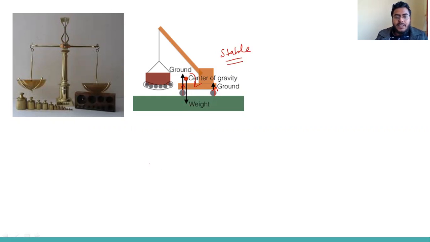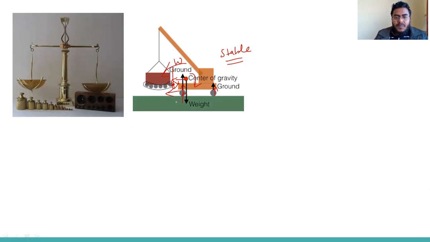But suppose you are increasing some weight, meaning the machine is trying to lift some heavy weight. So this center of gravity will shift to the left side. So once it goes just beyond this point of contact, somewhere here, you will see the whole weight of this body is acting here on the CG, and this will fall down.